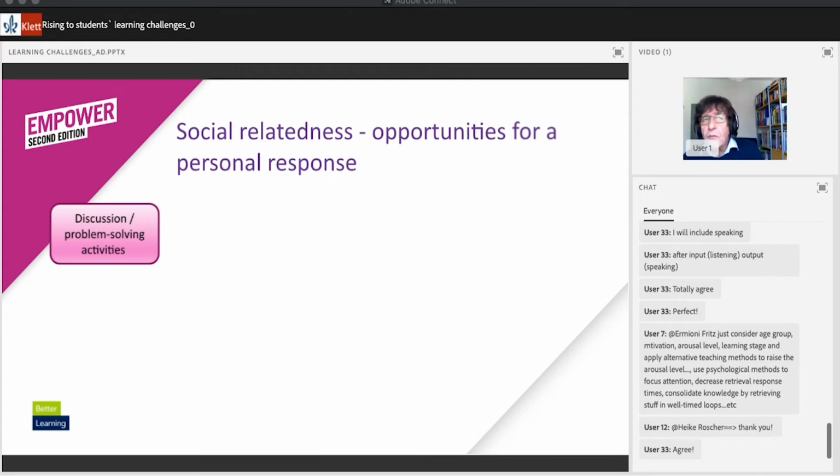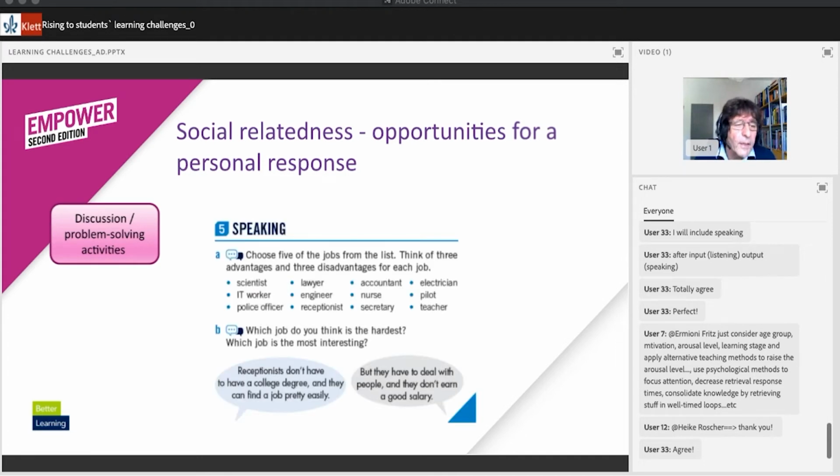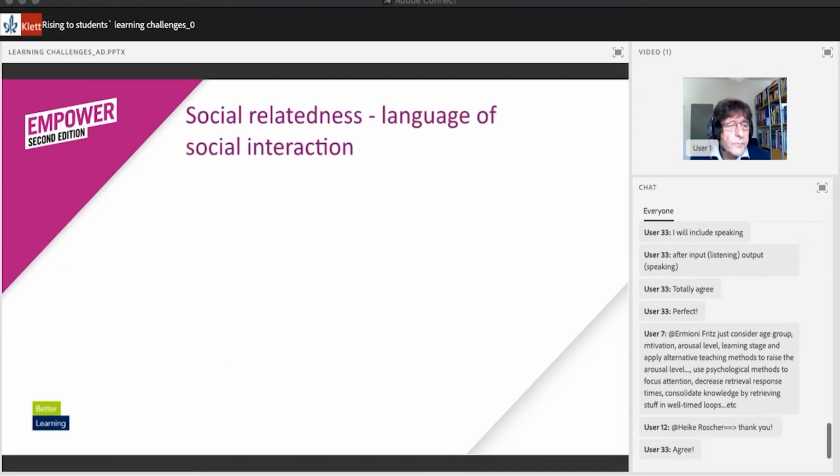Another example is activities where there is some element of discussion or problem solving, which again enables learners not only to talk, but to get to know each other better. Here's an example from the B1 level of Empower, where students look at jobs from a list. They look at the advantages and disadvantages of them, and then they decide which they think is hardest, which they think is the most interesting. And so in doing this, they find out about each other's opinions, their experiences, and so on. So another way to get to know each other better.